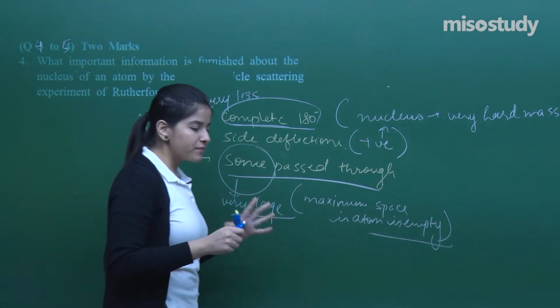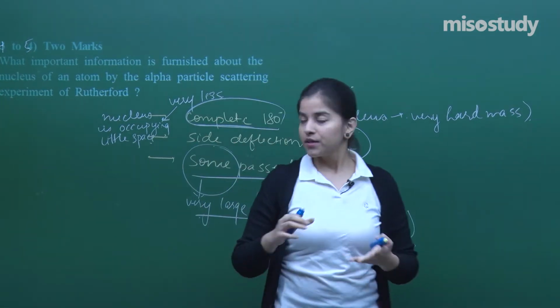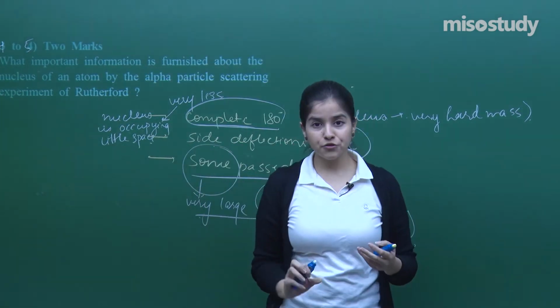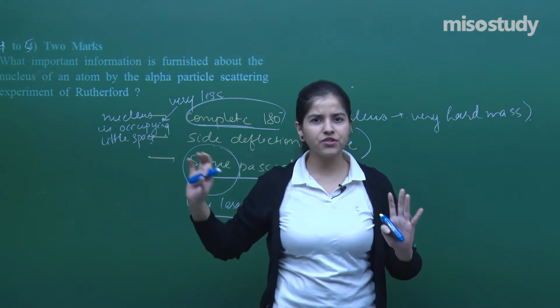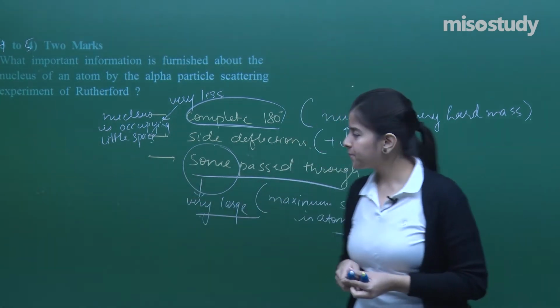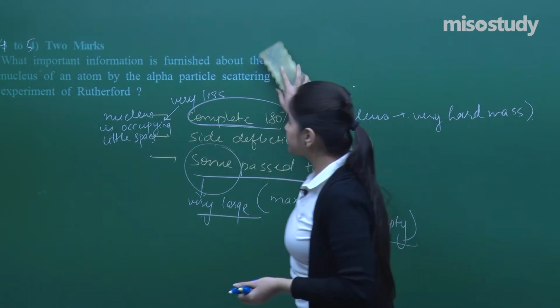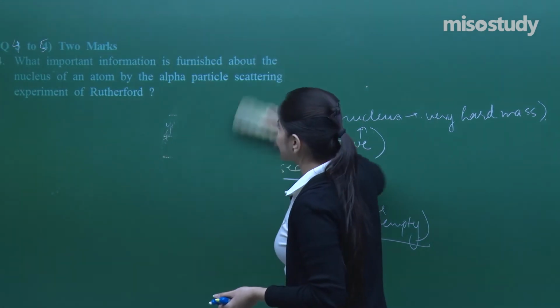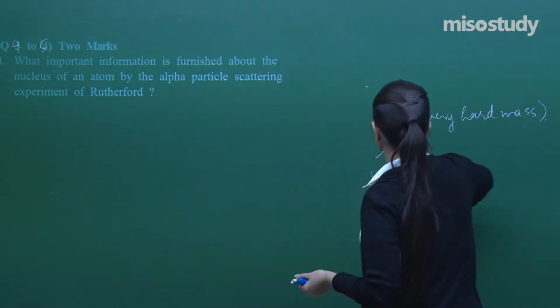You need to form an entire answer of it, because since it holds 2 marks, you just have to write 2 to 3 lines for each and every observation, and that will do. Fine? Okay. So that was question number 4.